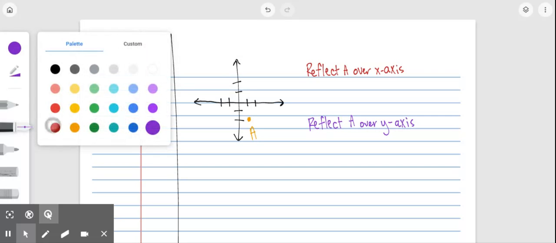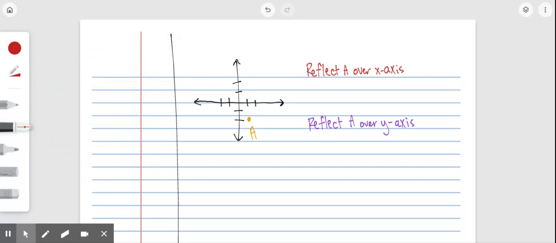All right, you should be back. So I'm going to reflect A over the x-axis. So that means my line of reflection is the x-axis. I notice that A is 2 away from the x-axis, which means it's going to be 2 away on the other side. So this is going to be A prime.